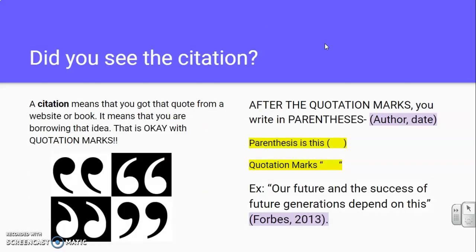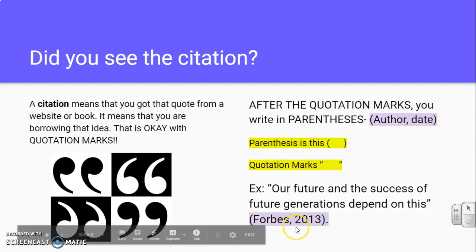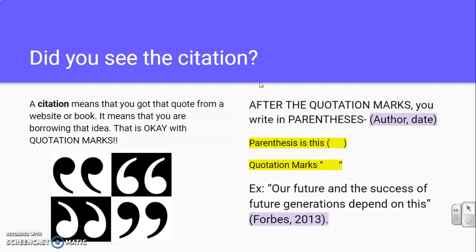So did you see the citation? So citation is this little thing that you see right here. So a citation means that you got a quote. So a quote is when you copy and paste something from an article, and I see you guys do it all the time. That's really called a quote. Okay? So that can be from either a website or a book. And it's okay to borrow ideas. I'll tell you guys, I borrow ideas all the time.